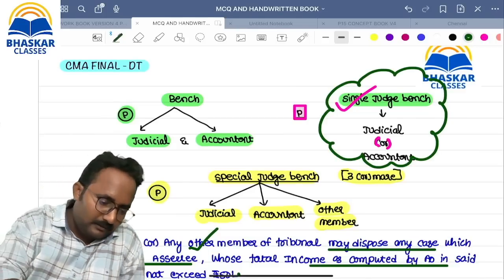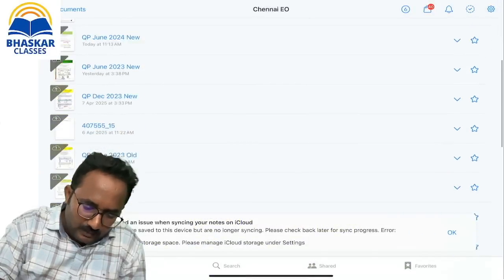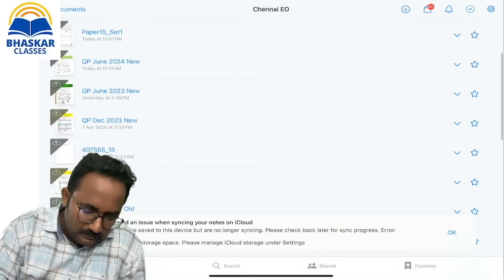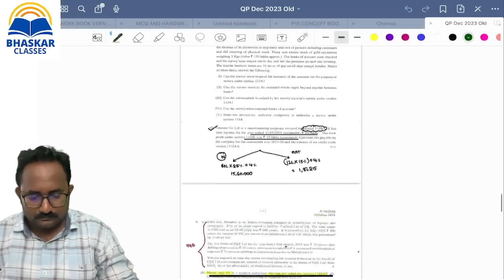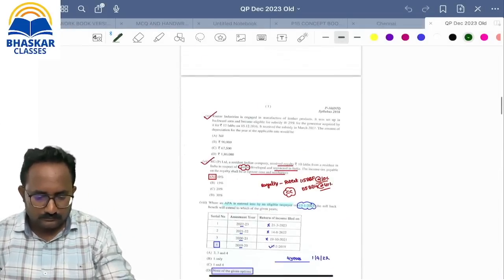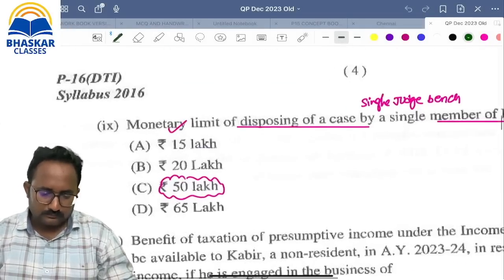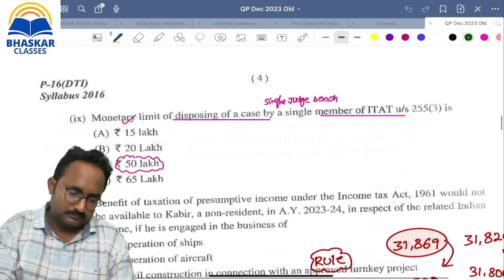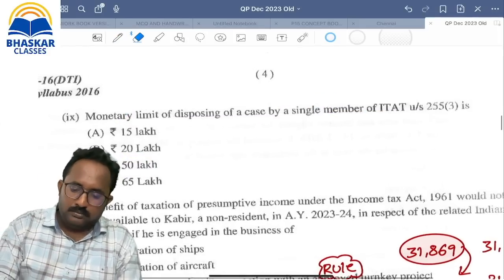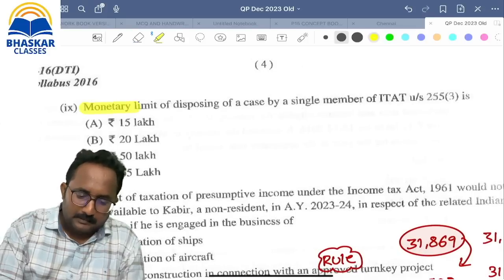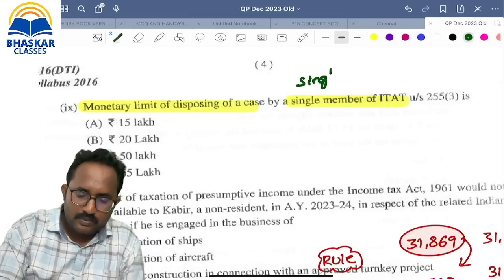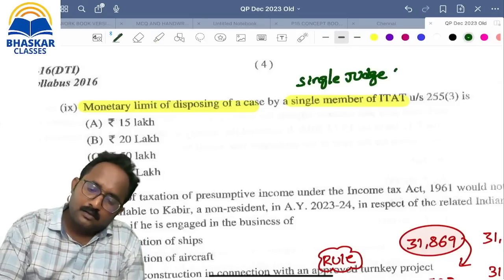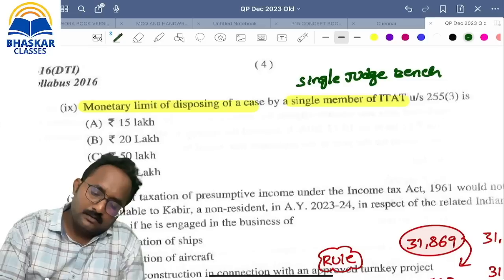I will show one MCQ. If you have the energy, you can find the answer. Monetary limit for disposing of a case by a single member of ITAT. A single member of ITAT means what? Single judge bench. Answer.